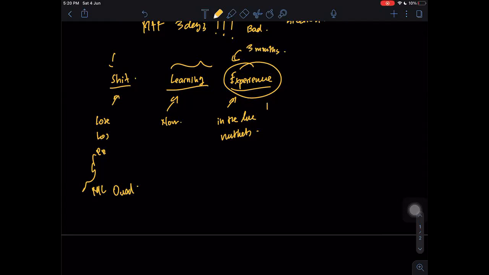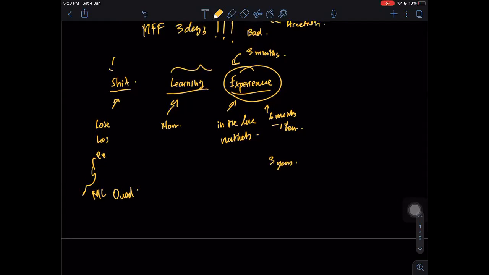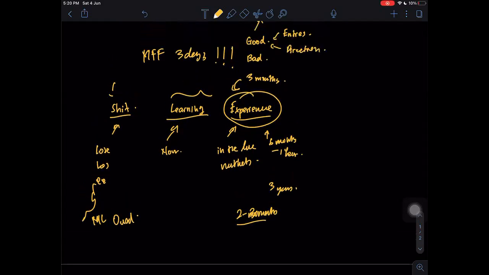But I think 6 months to a year is usually the sweet spot. It's not too fast, it's not too slow. The slowest ones take up to 3 years. For me, it took about 2 to 3 months to properly nail down the experience phase, because my learning phase was very long. It took me ages to find the right teachers, and my teachers are observers inside our current group. And then experience, and of course, mastery.